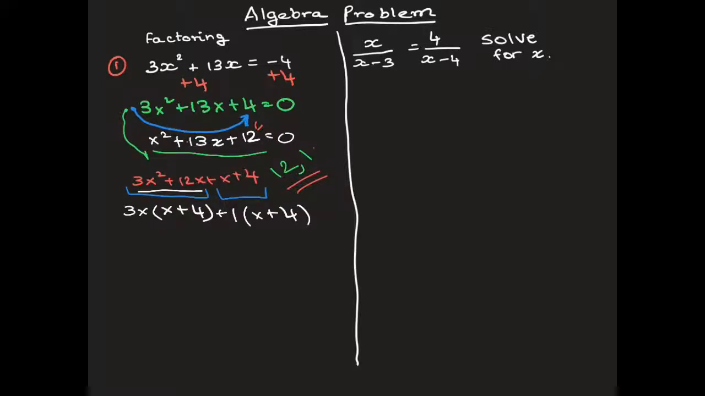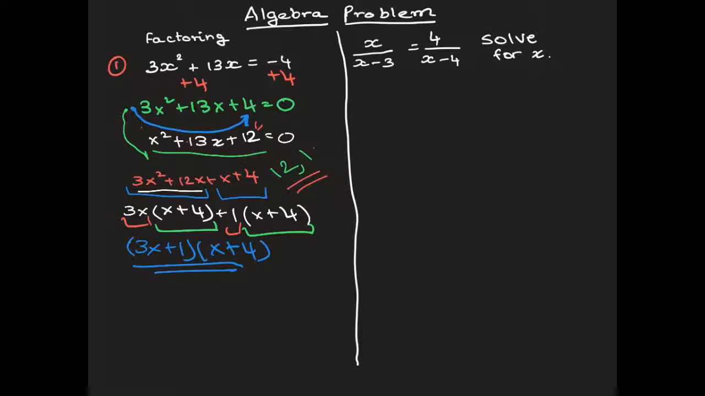So we now have these two equations. And all we do is we take these two, so right here, 3x and 1. We group those. So our new equation is now 3x plus 1 times x plus 4. That is our new equation. And that will be our completely factored equation.